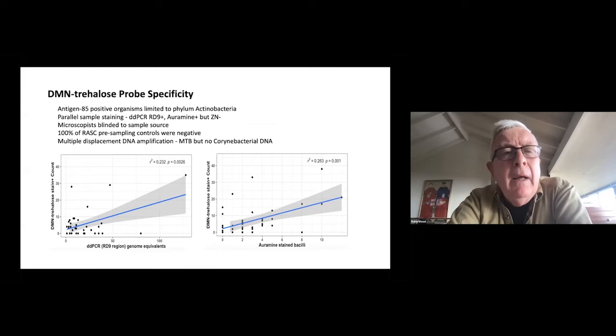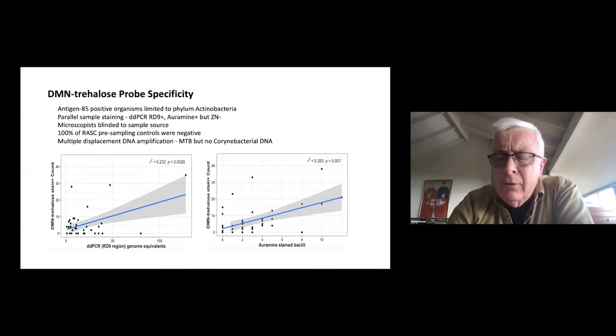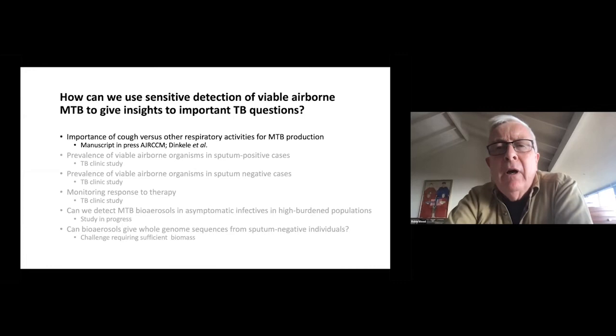And preliminary data shows that with multiple displacement DNA amplification, we can find Mycobacterium tuberculosis DNA. And to date, we've not found any contaminating bacterial DNA. The problem is that we can't get enough biomass at the moment for whole genome sequencing because the coverage is not high enough.